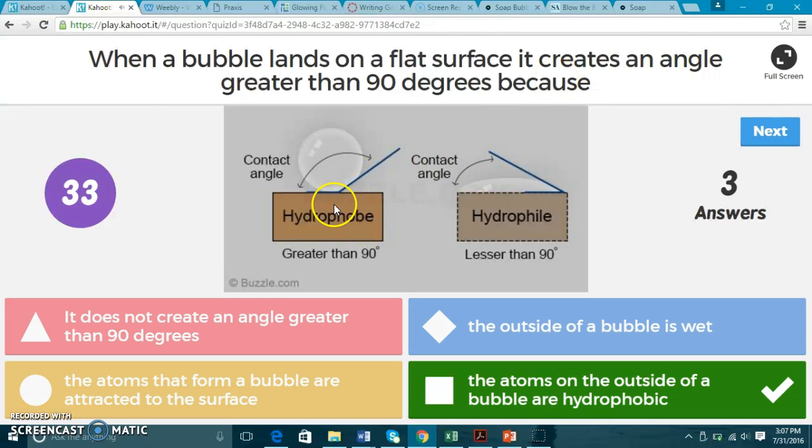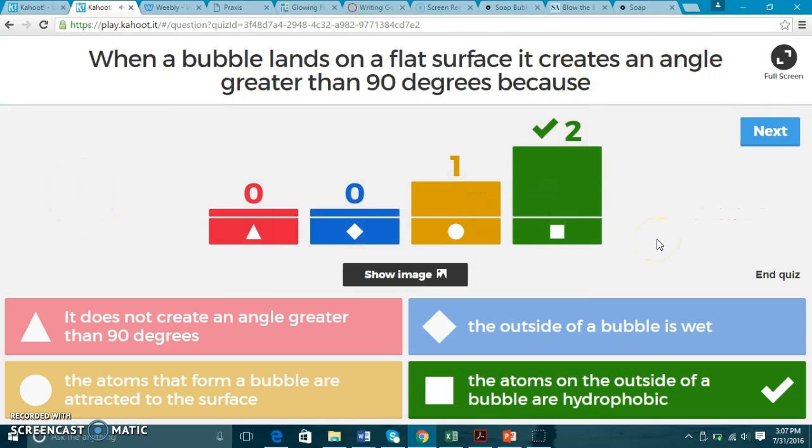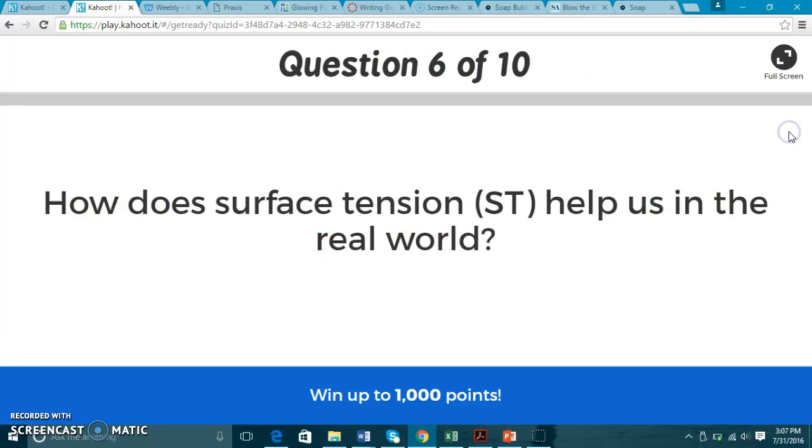And up here you can see that these pictures are there to hopefully jog memories. So two people got it correct, one person got it incorrect. We're going to go ahead and press next and next.